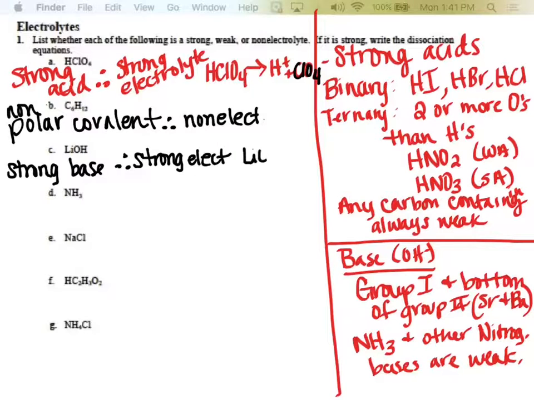LiOH, how does it break up? Li plus and OH minus. Yes. It's a very amicable breakup. There we go. They're still friends. How about NH3? Weak what? Weak base. It's nitrogenous, and therefore it is weak.